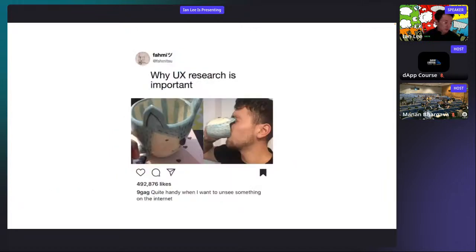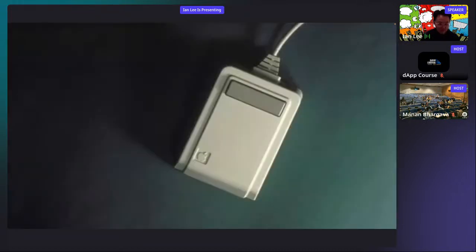Okay, so some people call this UX research. Some people call this design research. Why is it important? Well, maybe so people don't poke their eyes out. But the truth is that it's much more powerful than that.